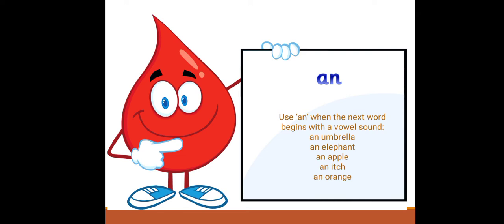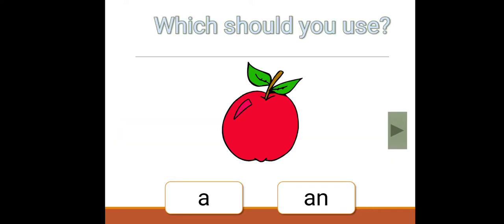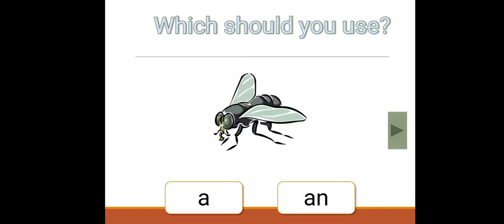So let's see how much you have gained. Which should you use with apple? A apple or an apple? Yes. Very good. The answer is an apple. Which should you use? Housefly. A housefly or an housefly? Yes. The answer is a housefly, because it is a consonant sound.